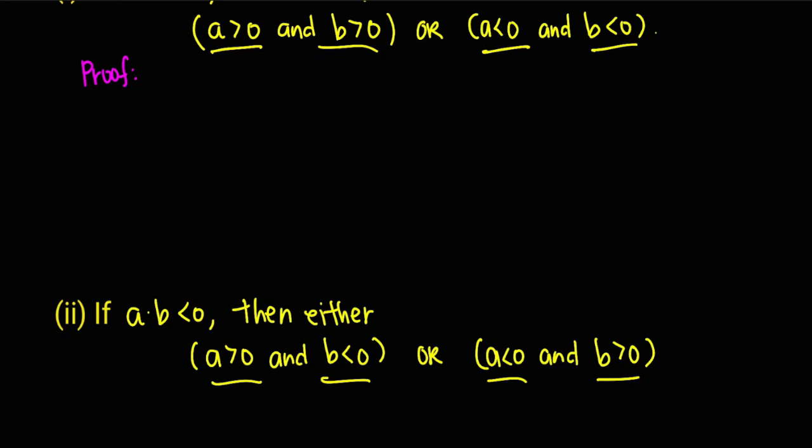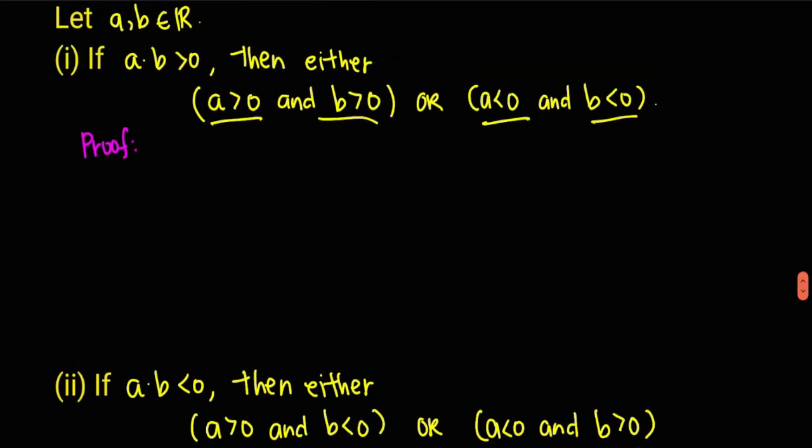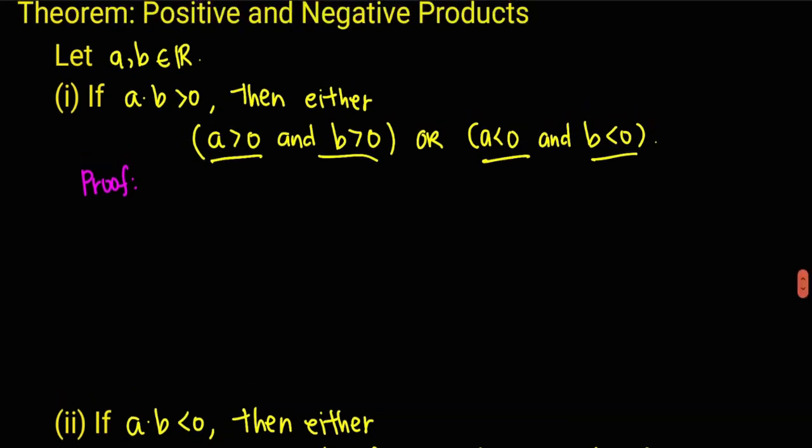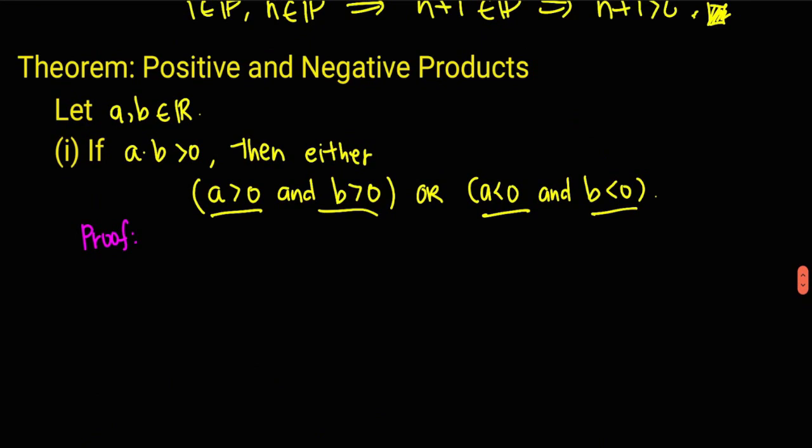So if the product is negative, then each of the factors must have different signs. One is positive and one is negative. But if the product is positive, then both factors have the same sign. Either both of them are positive or both of them are negative. Again, these are the usual techniques that we use whenever we want to solve inequality. So let's prove the positive case.